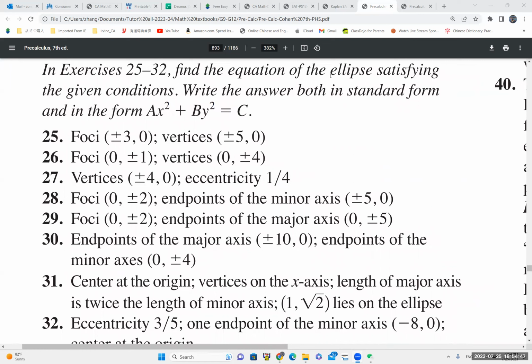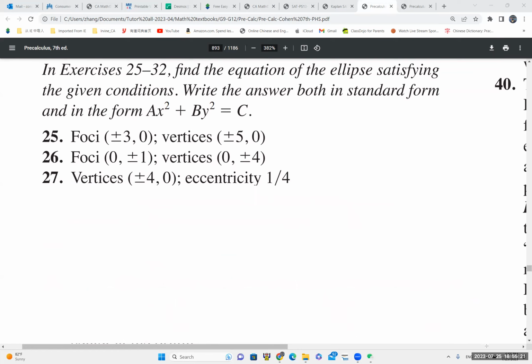25 to 32. Find the equation of ellipse satisfying the given conditions. Write the answer both in standard form and this. Okay, how about let's choose 27. If you know how to do it, just write it. For the left side, I'll do it together with Neil.